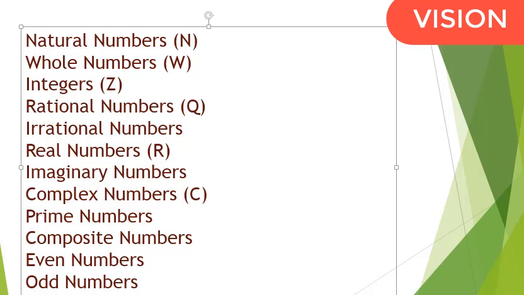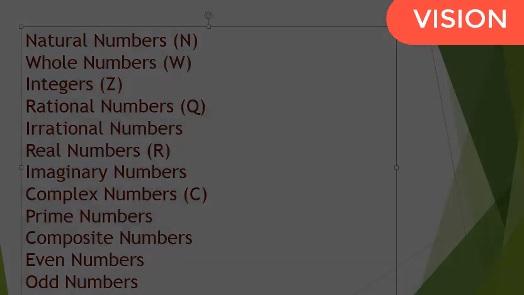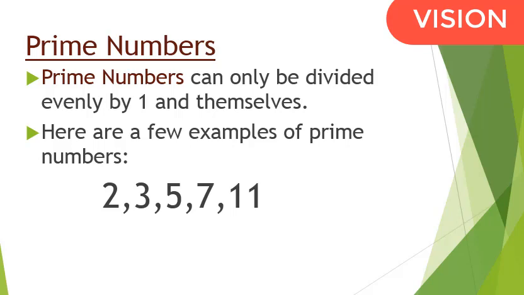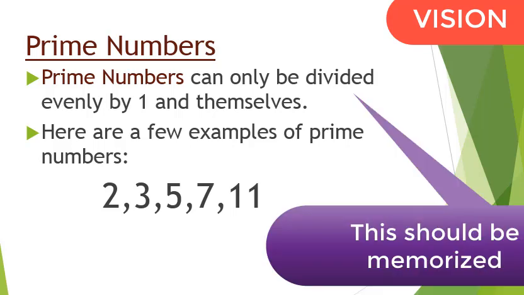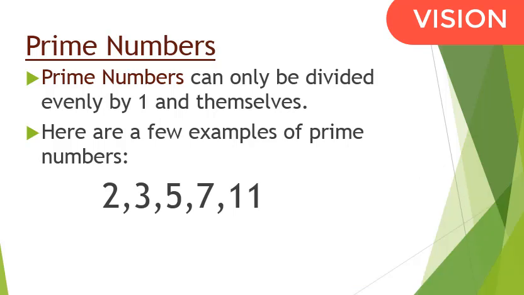Okay, let us see some types of the number system. Already you know about many of the number systems. Even so, we can see the number types which are relevant to this topic. Now we are going to discuss the definition of prime numbers and some examples of prime numbers.